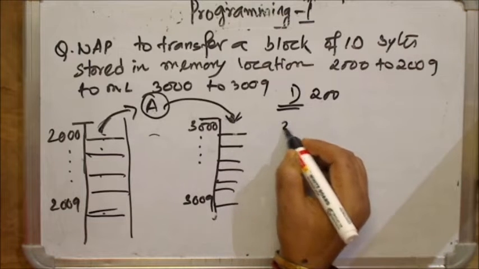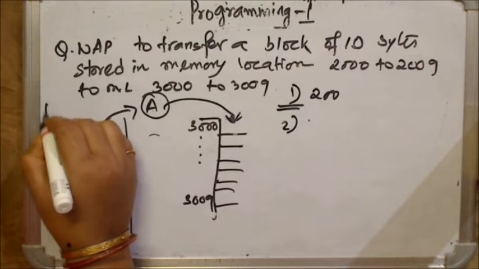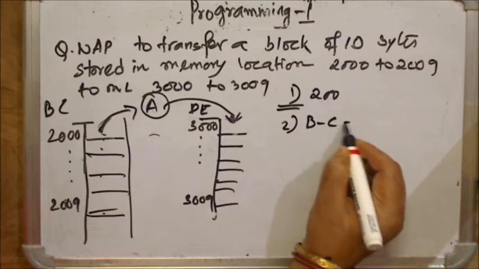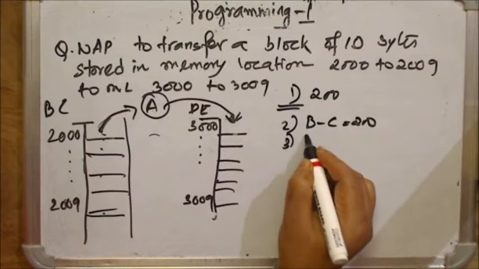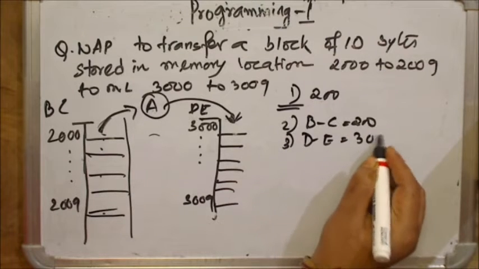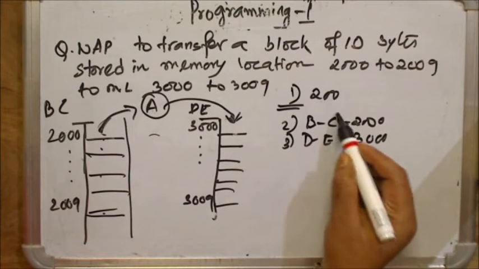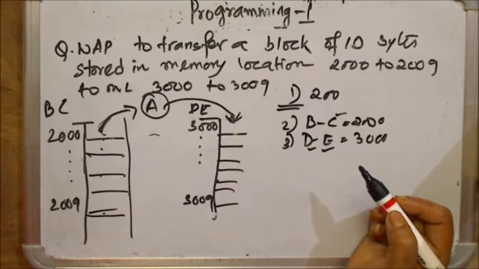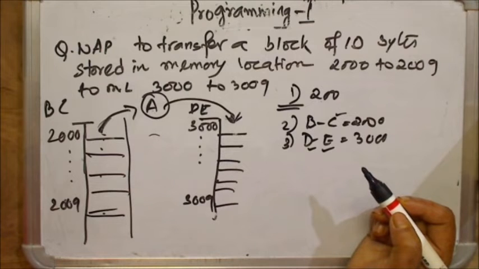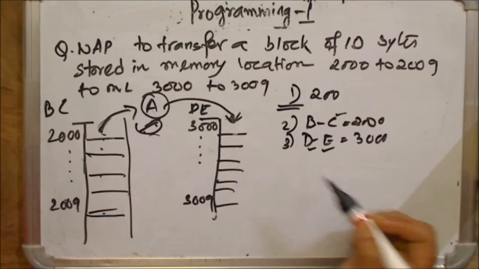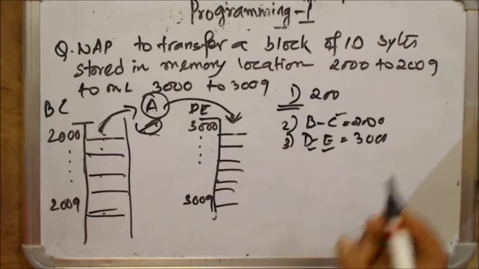How will you do it? Initialize the BC pair with 2000. Then initialize the DE pair with 3000. Be careful about the registers. We have used BC and DE. So what is left? L is left, right? L is left because you have to use A also.